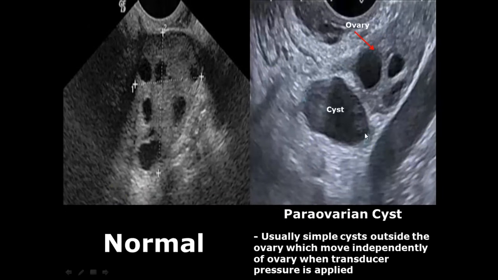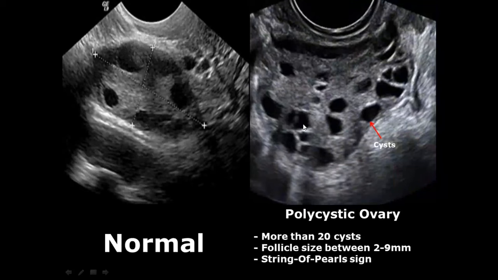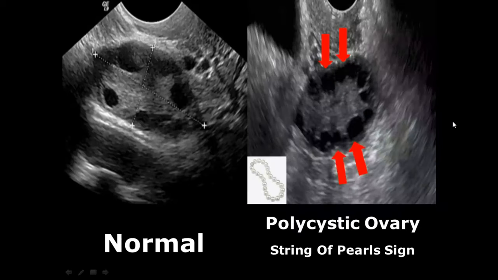Paraovarian cysts are simple cysts outside the ovary, and they move independently when transducer pressure is applied. Polycystic ovary occurs when there are more than 20 cysts inside an ovary, and the follicle size can range from 2 to 9 millimeters. Due to multiple cysts, this gives a specific appearance called the string of pearls sign. Here we have the string of pearls sign. The cysts are lined up together and they look just like a string of pearls.